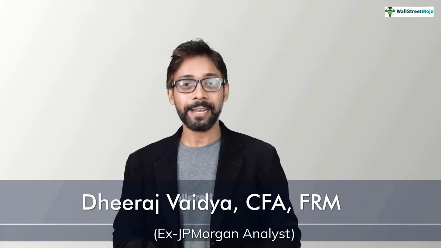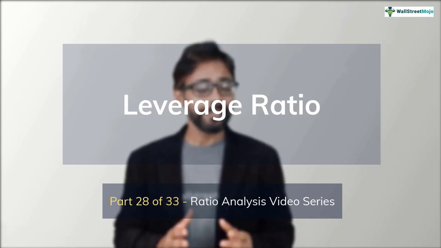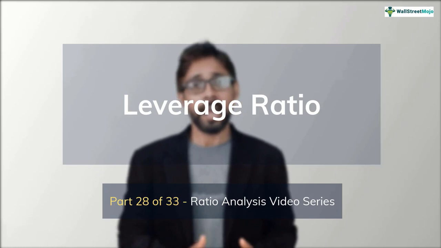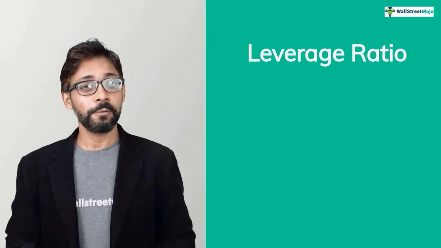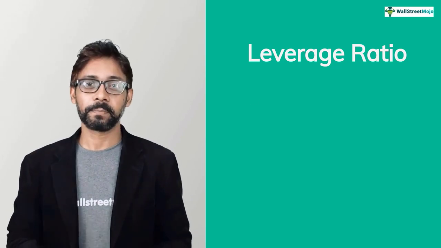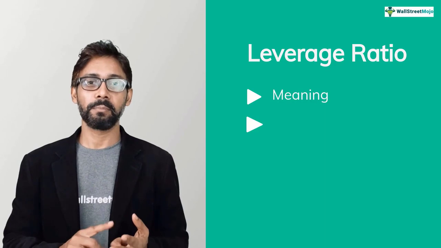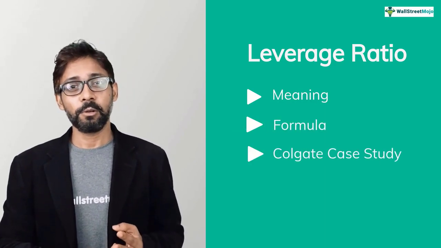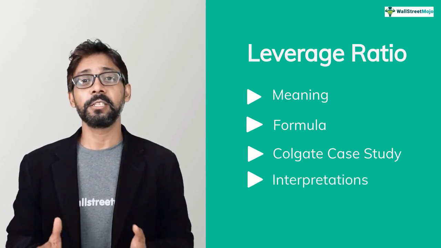This is part 28 of our ratio analysis video series, and in this installment we learn all about leverage ratios. In simple terms, leverage ratio indicates the proportion of debt and equity in the capital structure of the company. So in this tutorial we'll basically focus on four things. Number one, we'll understand what leverage ratio actually means. Number two, its formula and the calculations. Number three, we'll look at leverage ratio calculations for Colgate. And number four, its interpretations.